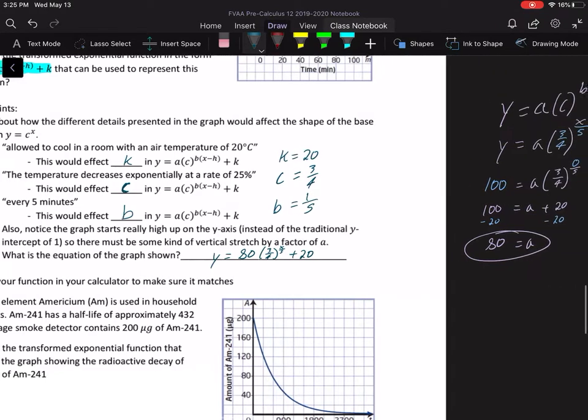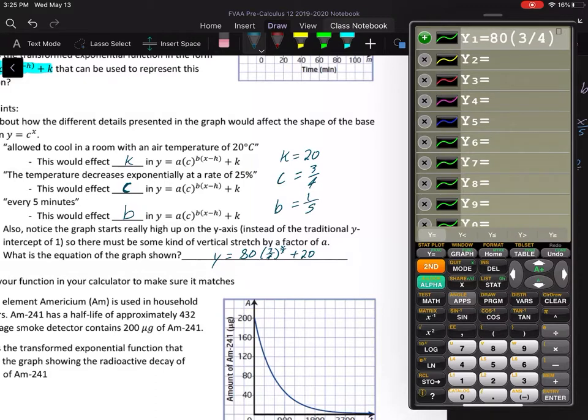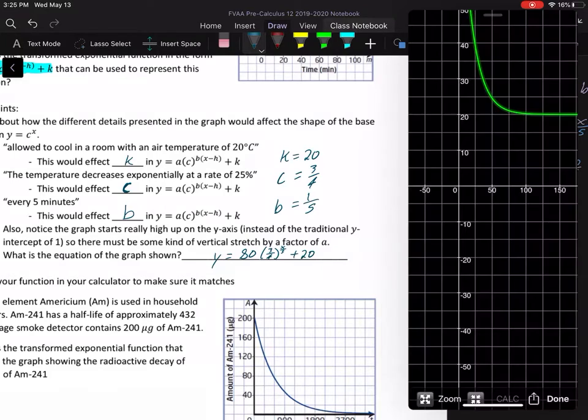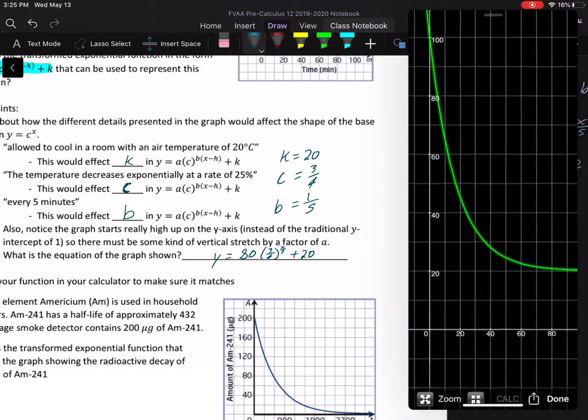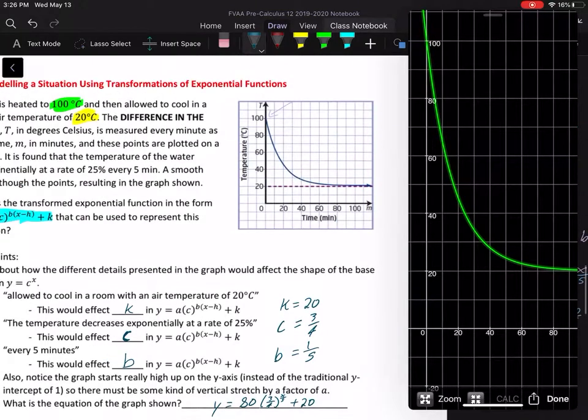Okay, and we can graph it to make sure that we're on the right track here. So let's go ahead and do that. 80 bracket 3 divided by 4 raised to the exponent of x over 5 plus 20. And when I graph it, sure enough, I get that asymptote at 20 degrees, and I get that y-intercept at 100, exactly like what it is here.